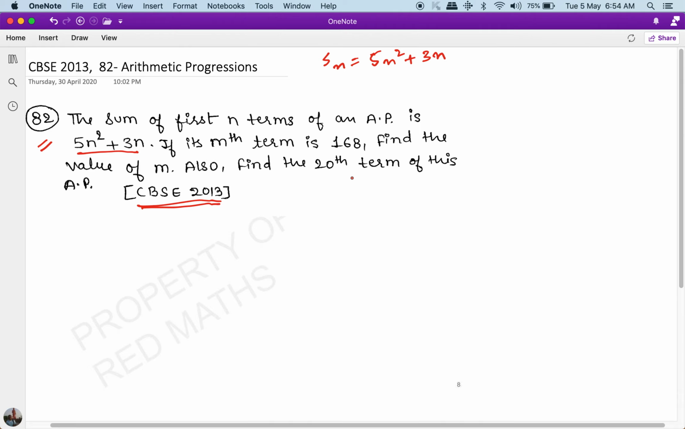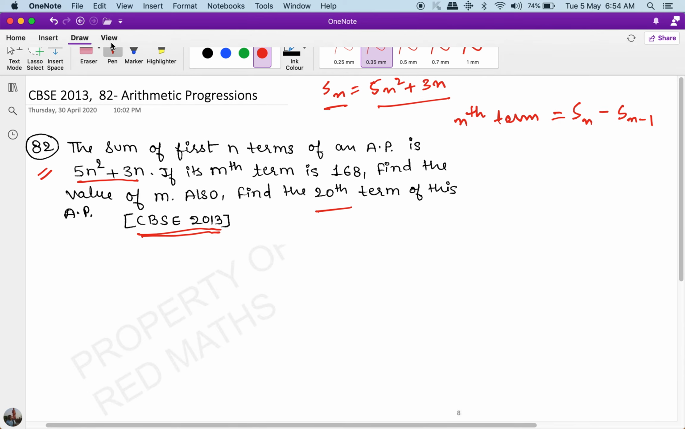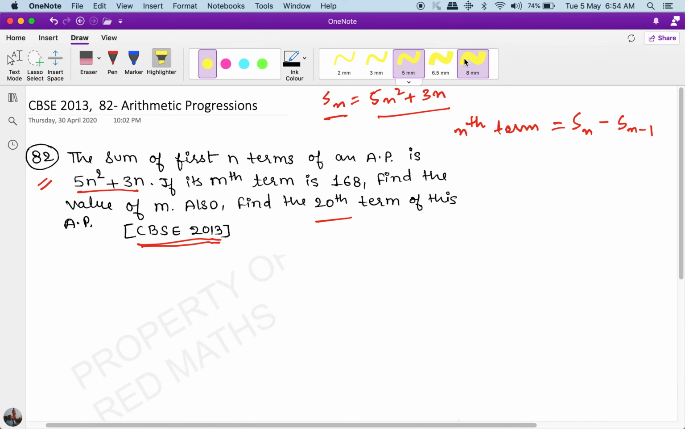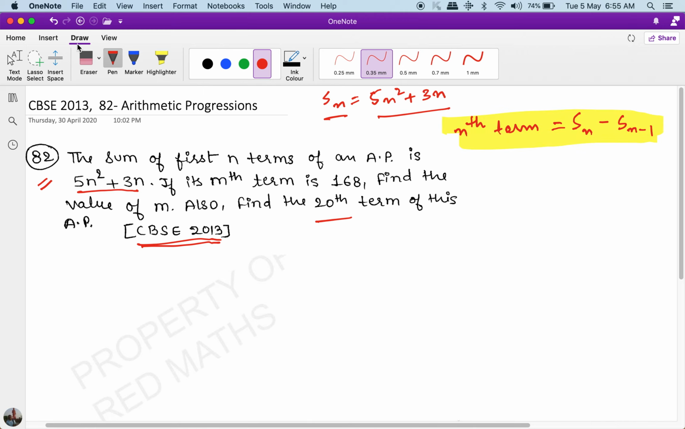Now one formula that you should always remember is that if the sum is given in terms of the value of n, the nth term will always be equal to S of n minus S of n minus 1. I will highlight the formula here for your reference. Always remember, the nth term is S of n minus S of n minus 1.